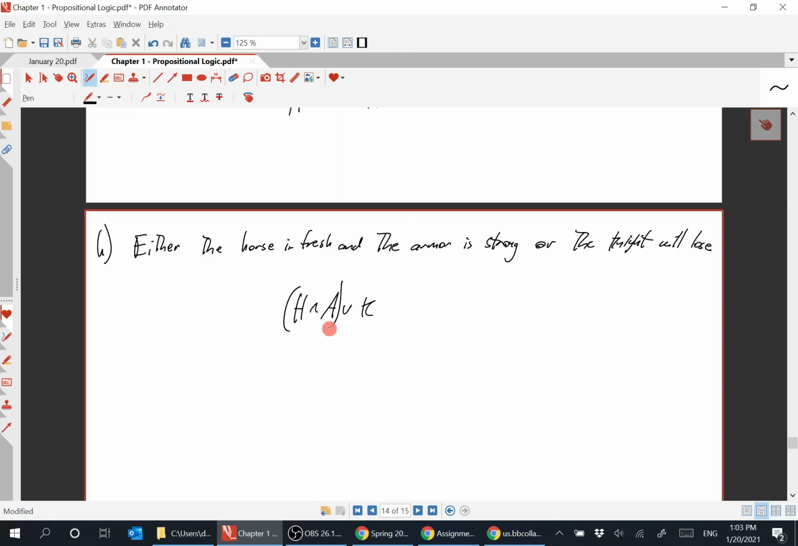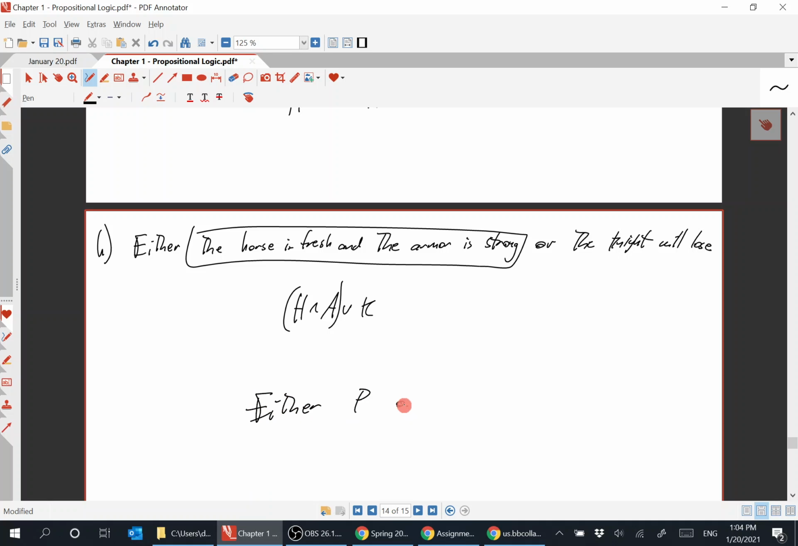Right, yeah. The either-or, the word either really tips it off, right? This statement is a disjunction. Within that disjunction, you have a conjunction here, right? But the statement is either P or Q. P itself was a conjunction, but that's fine. Either P or Q is P or Q. P just happens to be H and A.